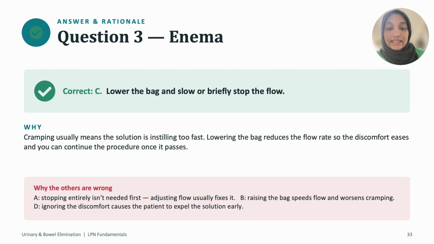Okay, so the answer is C, lower the bag and slow or briefly stop the flow. So cramping during an enema almost always means it's flowing in too fast. So the fix is to lower the bag and slow it down, then continue when the cramping passes. You don't pull the tube unless slowing doesn't help, and B makes it worse by speeding the flow, and D ignores a fixable problem and risks them losing the solution. So you never dismiss a patient's complaint.